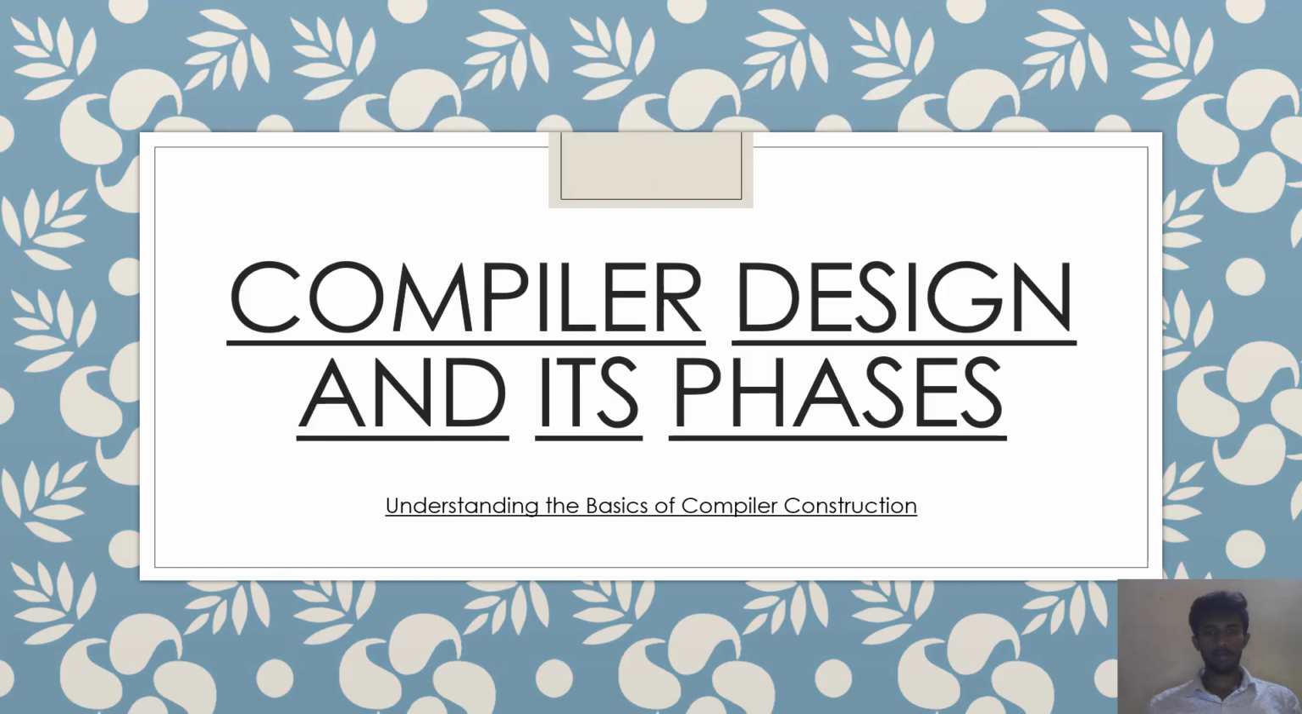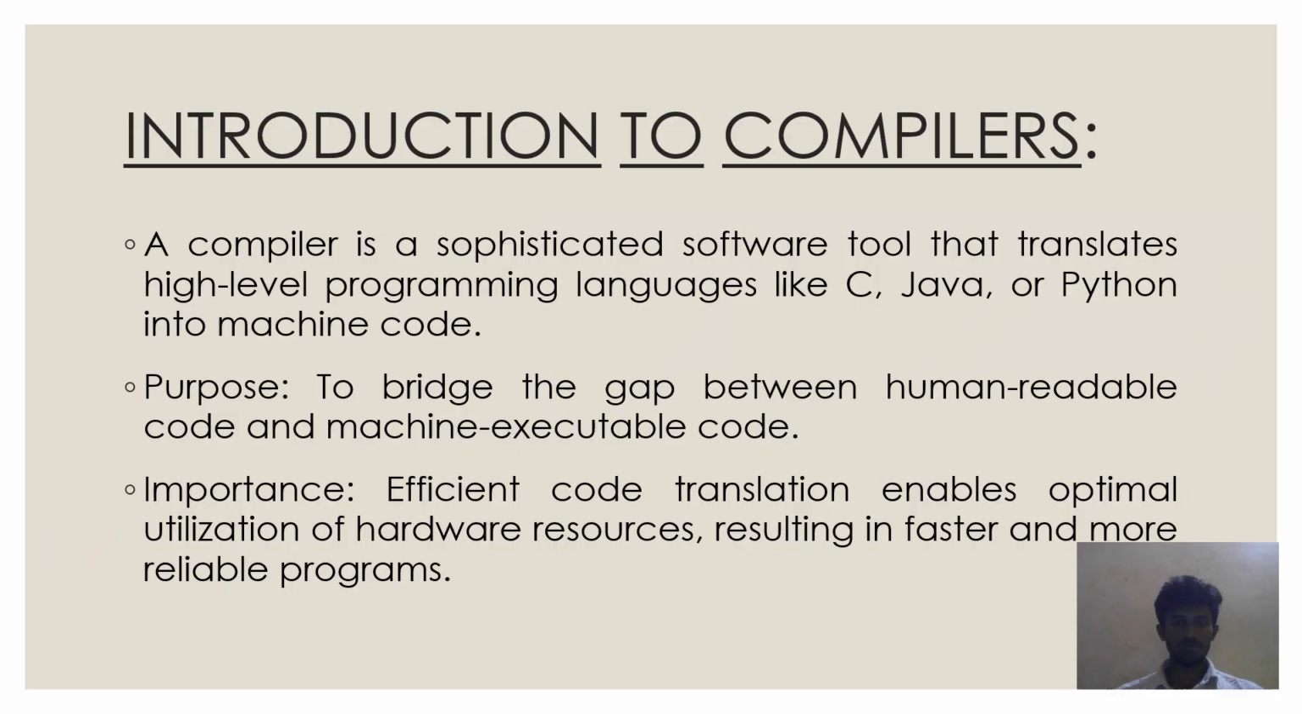Let's move on to the topic: compiler design and basics. By understanding the basics of compiler construction, introduction to compilers. A compiler is a sophisticated software tool that translates a high-level programming language like C, Java, or Python into machine code. The purpose is to bridge the gap between human-readable code and machine-executable code. The importance of compilers is efficient code translation, which enables optimal utilization of the hardware resources, resulting in faster and more reliable programs.